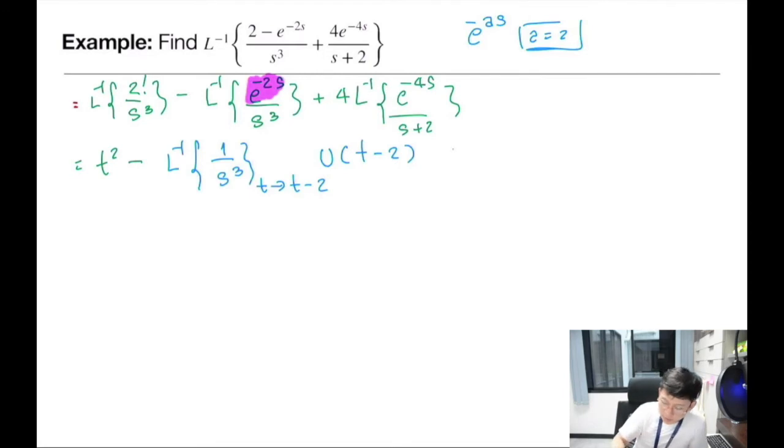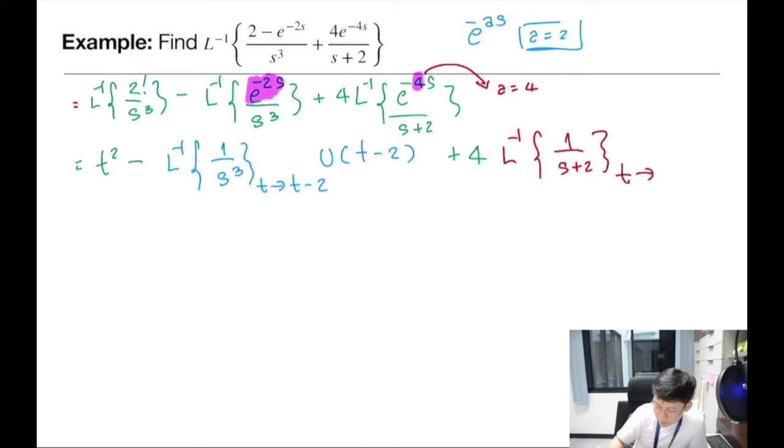And the third one, similarly, will be 4 L inverse of e to the minus 4s divided by s plus 2, which means that this a is 4, so you get L inverse of 1 over s plus 2, and then you shift t to t minus 4. Okay, and then you have u of t minus 4. That's what you would have.